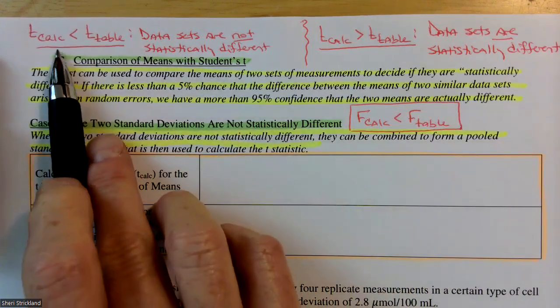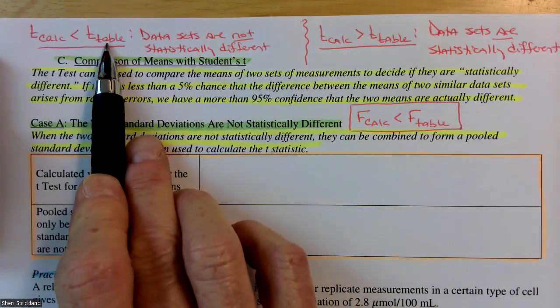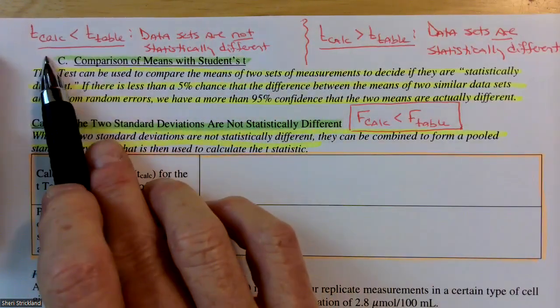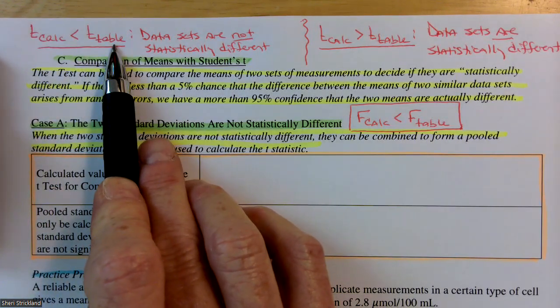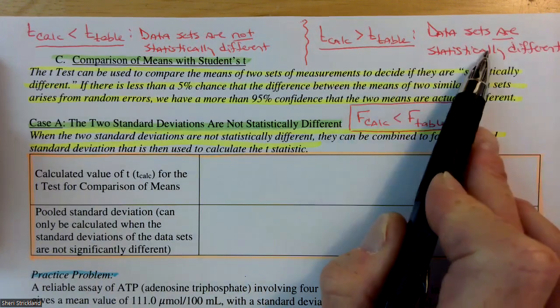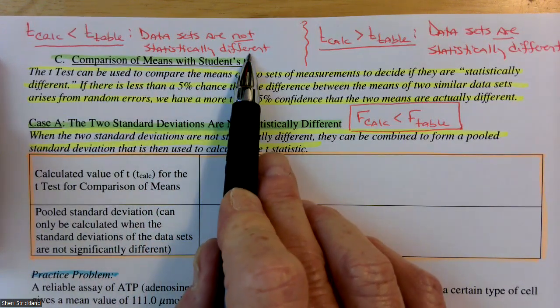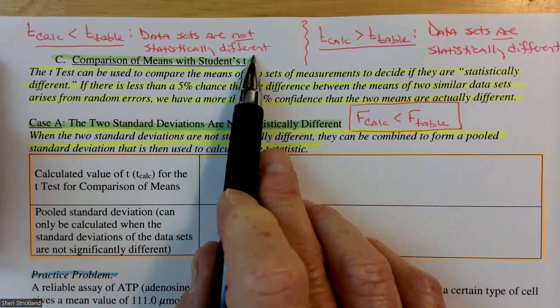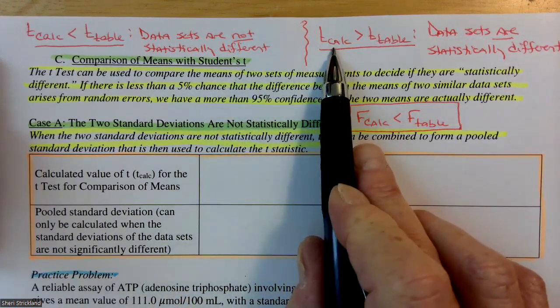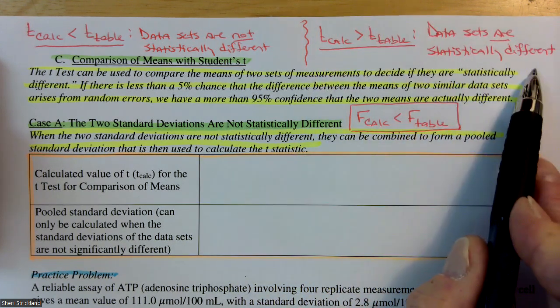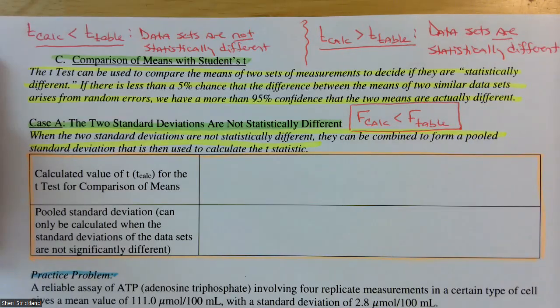So we're going to have a calculated t-value and then a reference one that we look up in a table. It's the same kind of comparison as we did with the f-test. If the calculated one is less than the table value, that tells you one thing. If it's greater than the table value, that tells you something else. If it's less than the reference value, the data sets are not statistically different. If the calculated value is greater than the reference value, the data sets are statistically different. So if you're talking about results from two methods or two different instruments, that's the kind of comparison you would need to do.